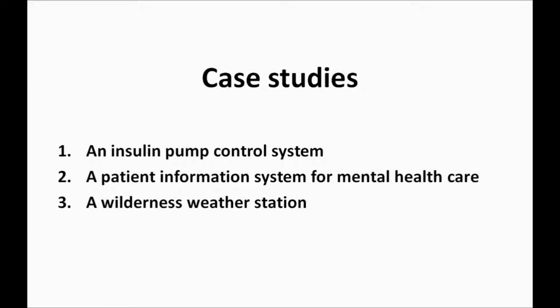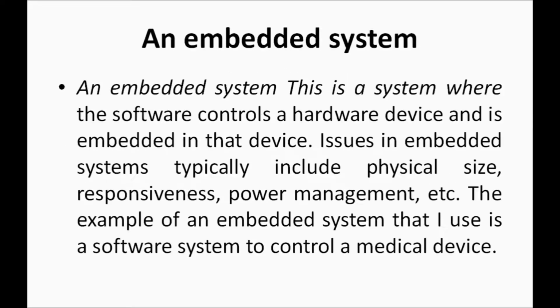So let me begin the explanation of the first case study, an insulin pump control system. So an insulin pump control system is an embedded system. Embedded system means this is a software, right? This is a software mainly used to control a hardware device. Very simple. Embedded system is a set of hardware and a software. So the software is mainly used to control the hardware component, right?